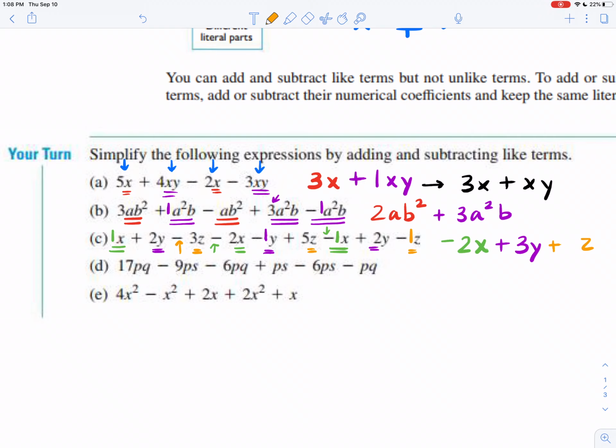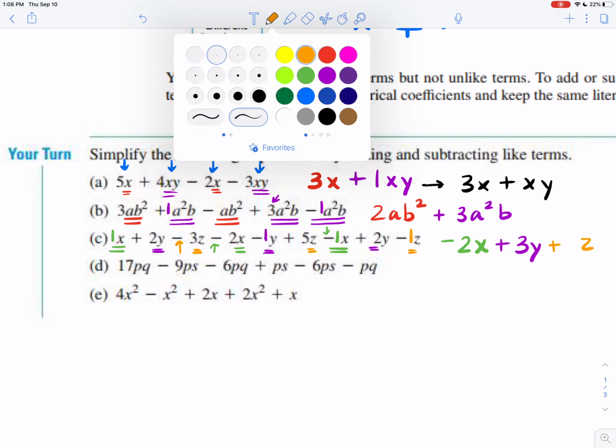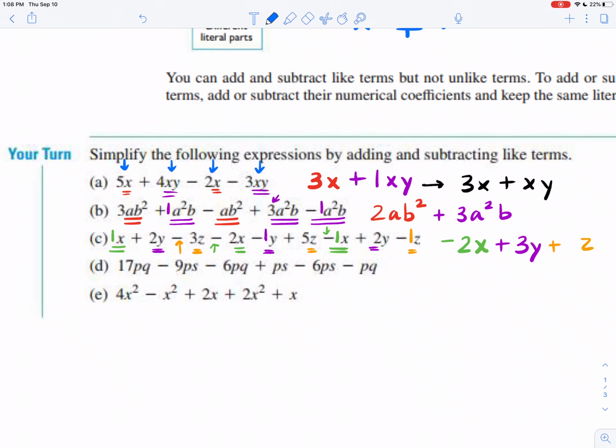All right, keeping on here. Again, look for the exact same literal part. So this is a pq. I'm looking for the ones that have the same thing. I've got 17 minus 6, right? 17 minus 6 would be 11. And then this is technically a negative 1 in front of it here. So 11 minus 1 is going to leave me with 10pq.